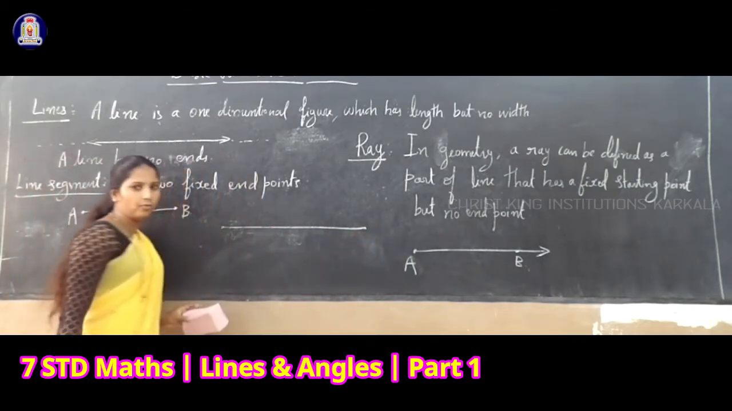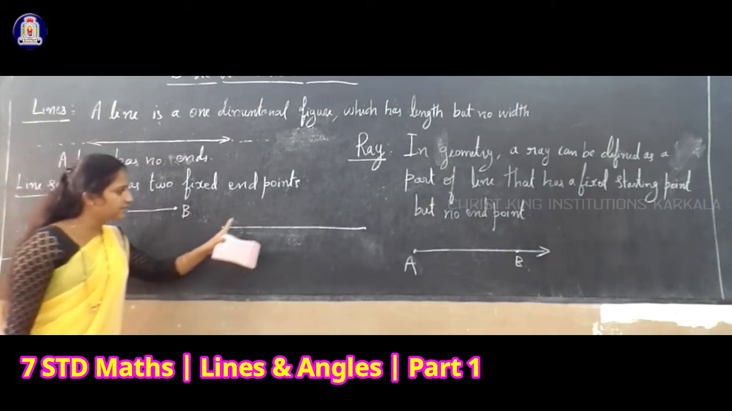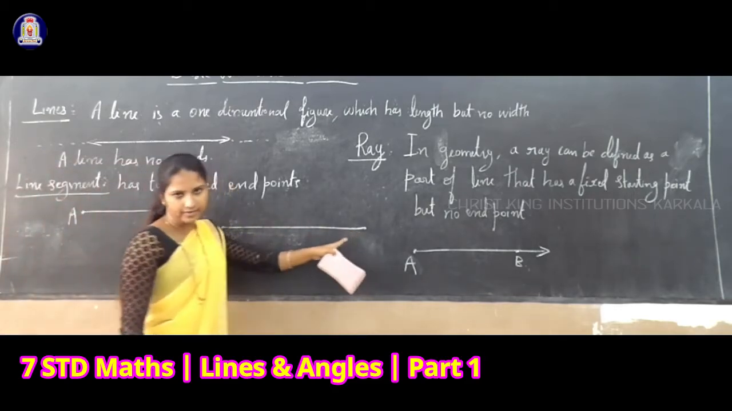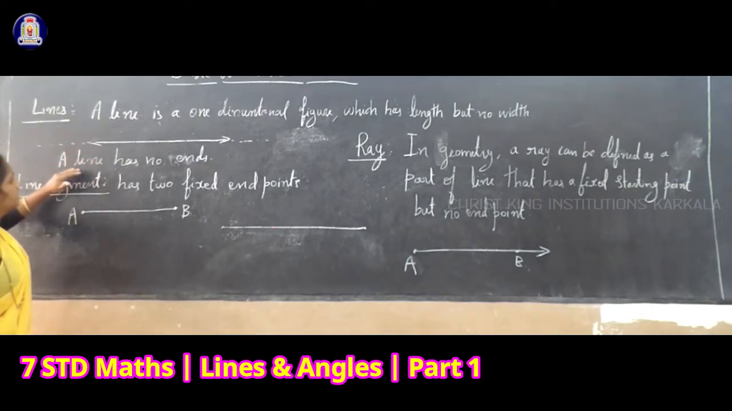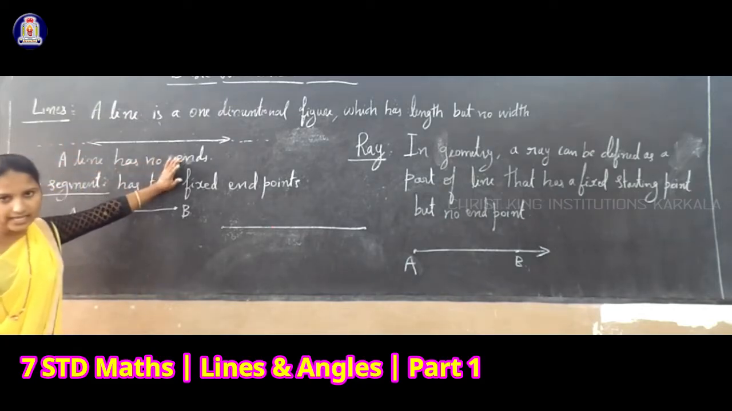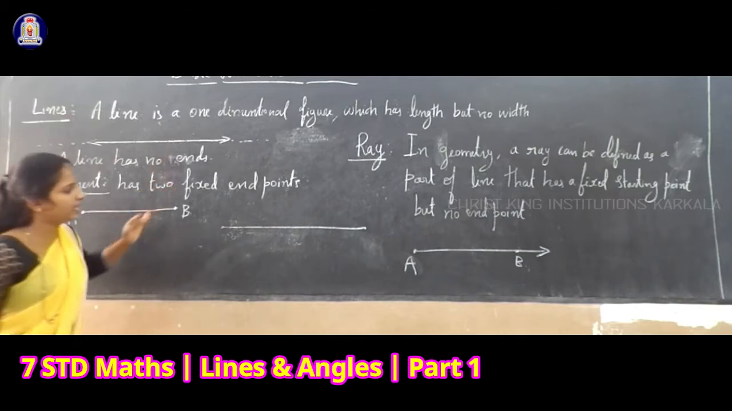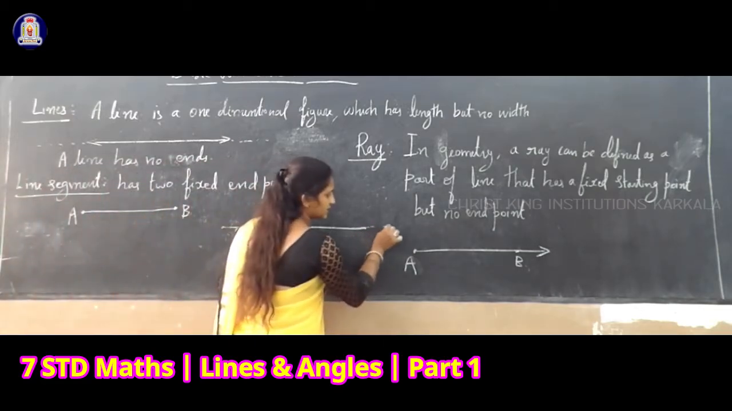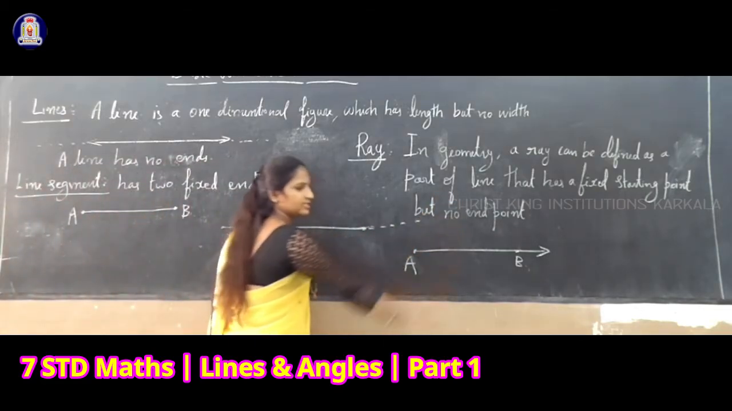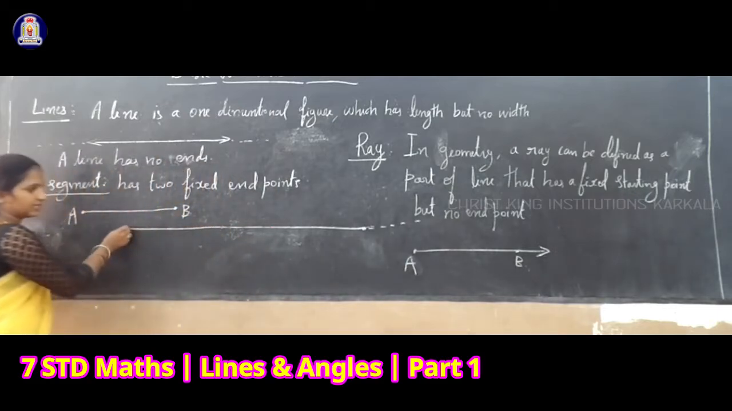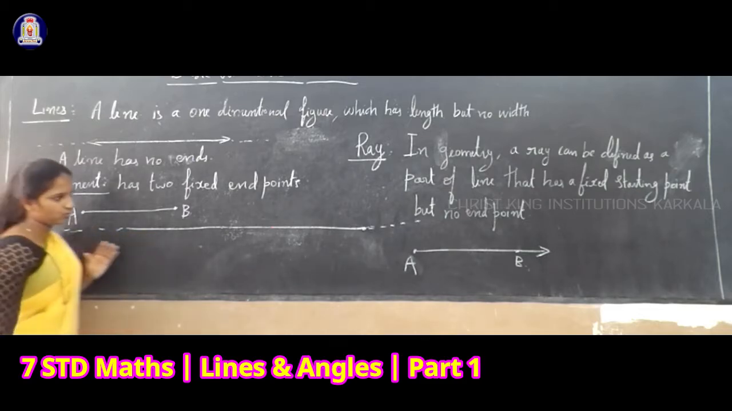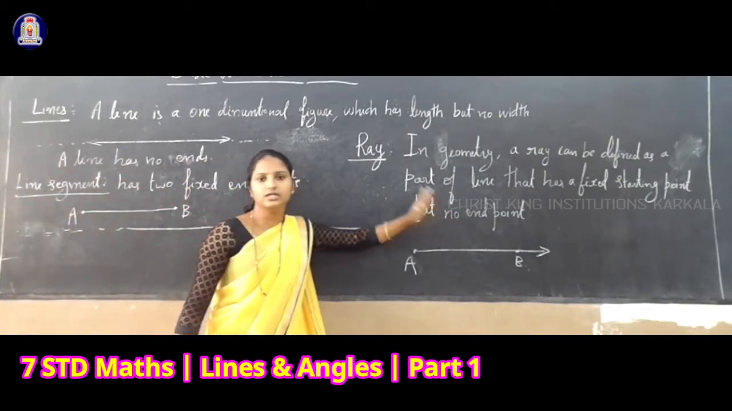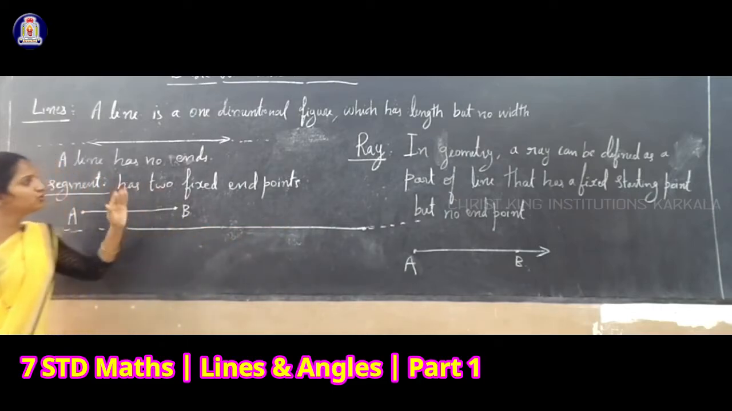there is an end point, right? So this is an end point and this is another end point. But a line has no ends. You can extend it, you can increase this length. By extending this line, and here also you can extend this. Clear? So it has no end. You can extend continuously, in that side also you can extend. So this is what a line is. A line has no ends.